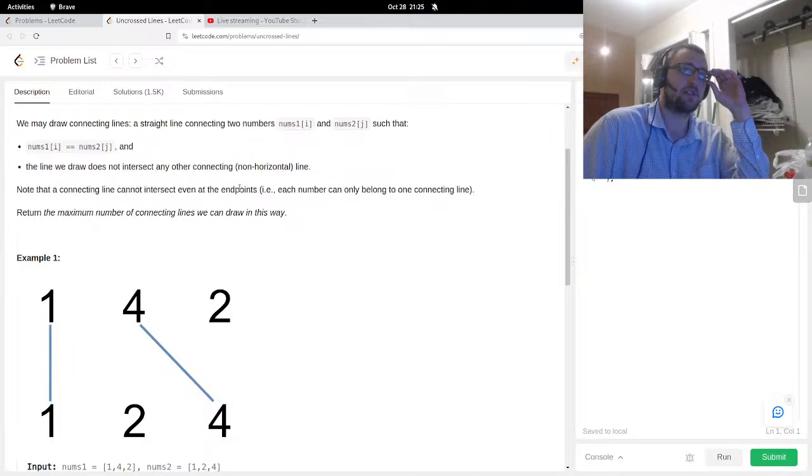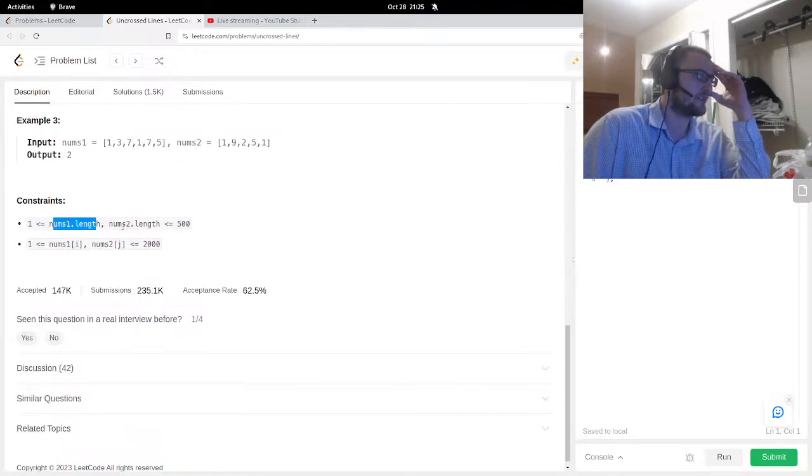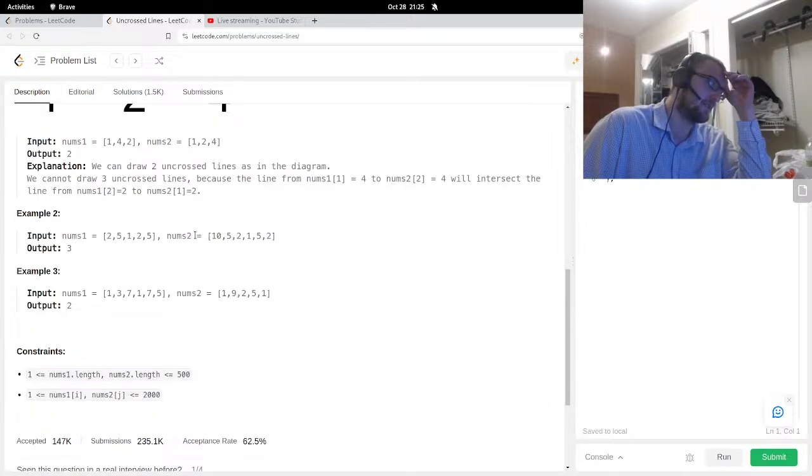Okay, I don't know the answer to this. This is kind of a unique question for me. Only 500 elements each. Okay. And the values are between 1 and 2000. Alright, pretty interesting question. I, again, don't know the answer. High acceptance rate, so maybe it's not that hard.